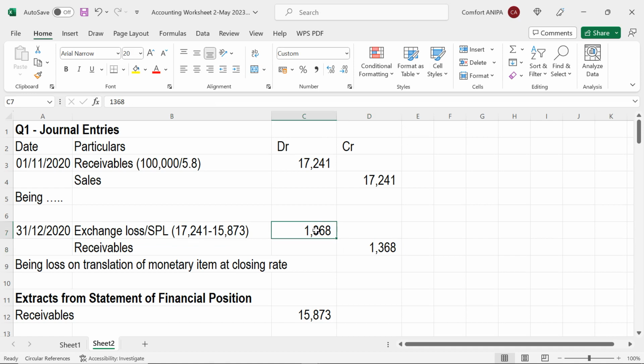Now, it is a loss because it is a receivable, an asset. And the value of your asset at the date of transaction is 17. Now the value of your asset at the end of the year is 15. You are losing value. Your asset has reduced in value, so it's a loss. So that's how you look at it.